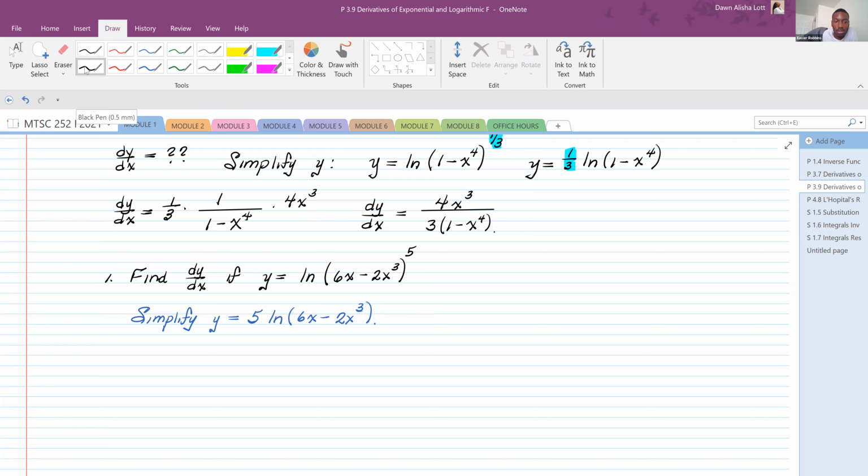Can you say that again? Okay, so we started off with y is equal to the natural log of the whole quantity 6x minus 2x cubed to the 5th power. So then we simplified it. We brought the 5 down. Remember, we simplify it if we can. That 5 comes down to here. So now I need to take the derivative. I only really have to do this piece because the 5 I'm just going to multiply in the end. So this is like the log of u. So how do you take the derivative of that one term?